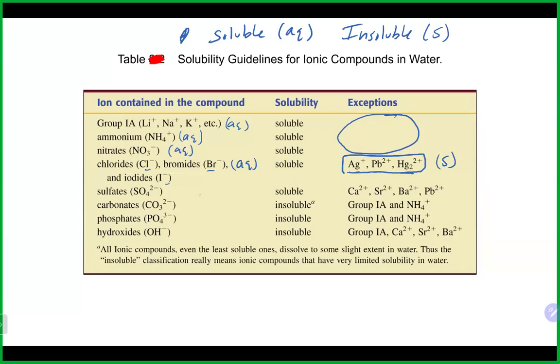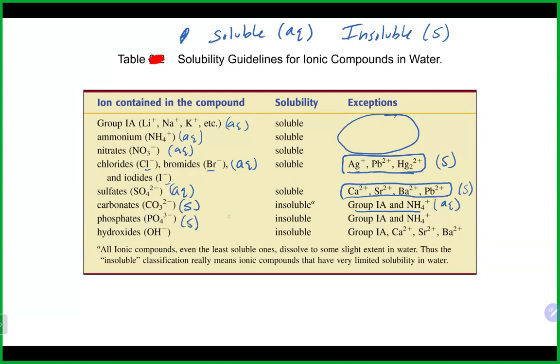If you have sulfate, it's typically going to be soluble, except if it's one of these 4, then it will be insoluble and you would expect a solid to form. Now, there also are some things that are typically insoluble, which means these things typically are going to be solids when they come together. Carbonate here is typically a solid, except if it's with group 1 or ammonium, then it would be aqueous.